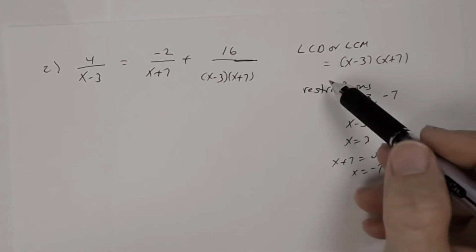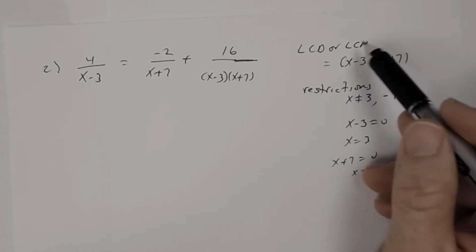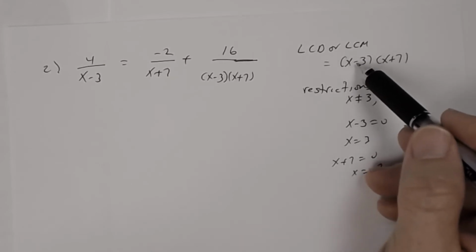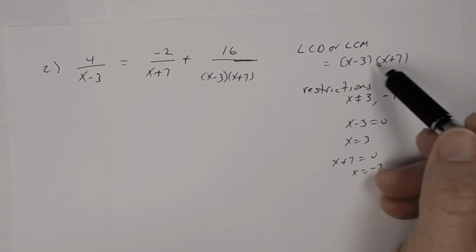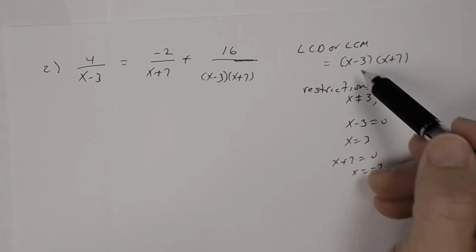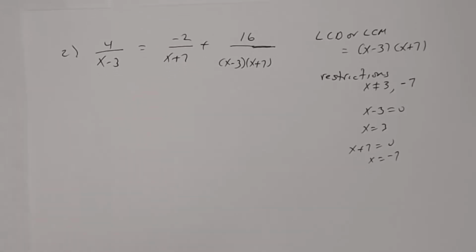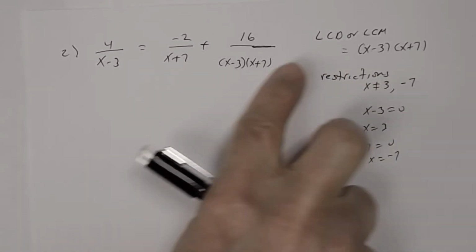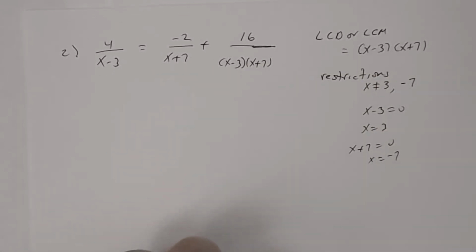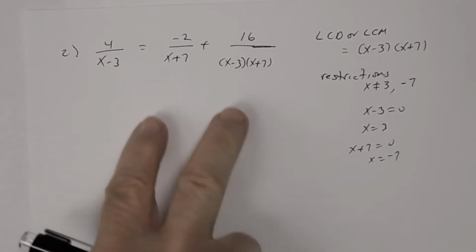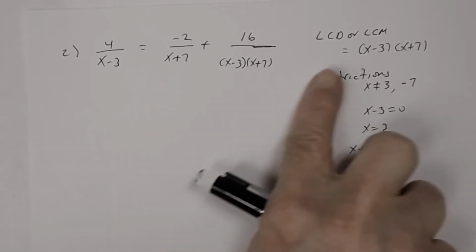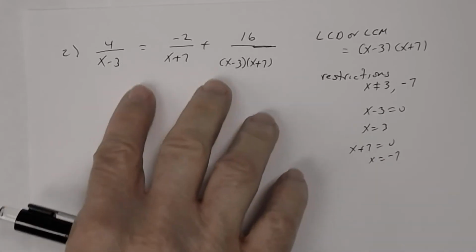So I only have 2 restrictions because in your least common multiple, you only have 2 factors that contain variable expressions. So you just find out where this is 0, where that is 0. Okay? So there's your restrictions. All right, now the next thing you're going to do, remember, is multiply both sides of this equation by your least common denominator. So I'm going to go ahead and rewrite this, and since I took up a lot of room here, I'm just going to put this part down here.